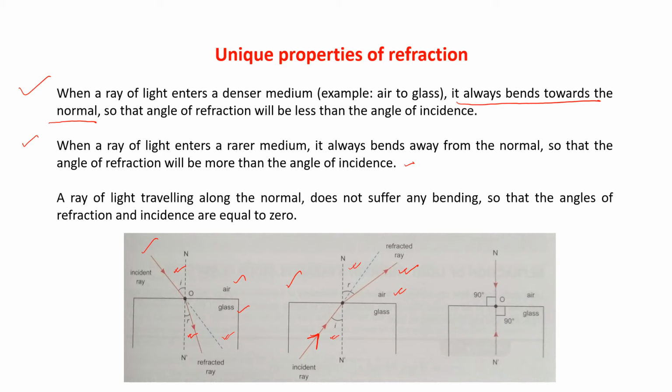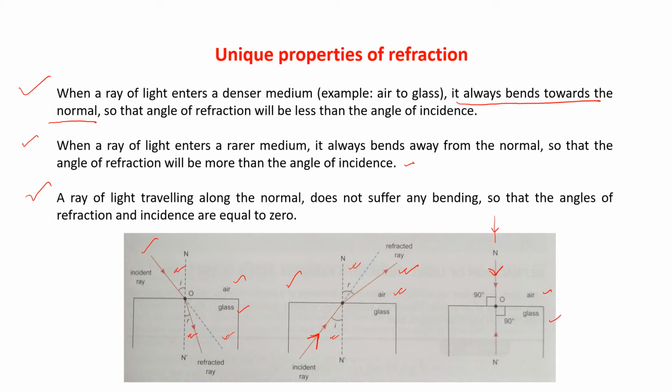And the third one: a ray of light traveling along the normal does not suffer any bending. That means, suppose my medium is air and glass. The ray of light is incident along the normal, in this line only. See, this is the normal line. See the arrow. Now it will not suffer any bending. It will go straight.